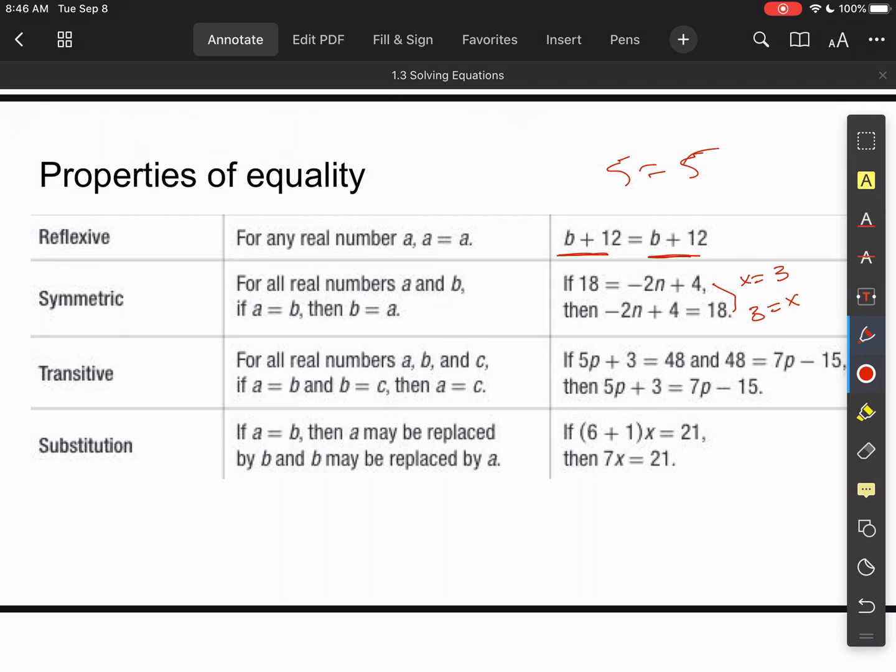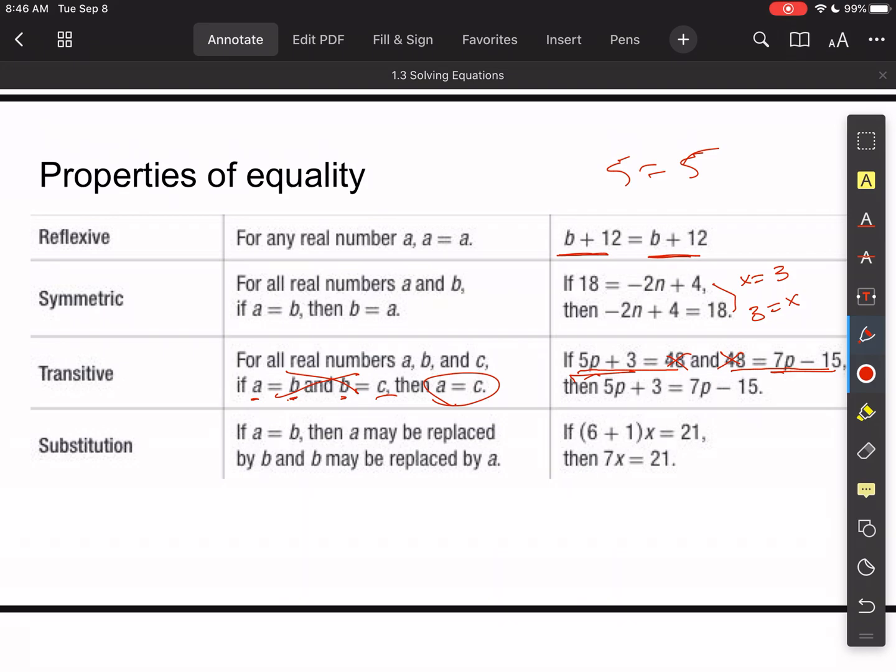And then transitive. Okay, this is the cool one that we remember from geometry class quite well. Same transitive property. If A is equal to B and B is equal to C, we can cut these B's out, and A is then equal to C, right? So if I said something like, well, we have it here, 5p plus 3 equals 48, and 48 is equal to 7p minus 15, in the same system or the same group of problems, I can replace these 48s and just say, okay, well, 5p plus 3 must equal 7p minus 15.